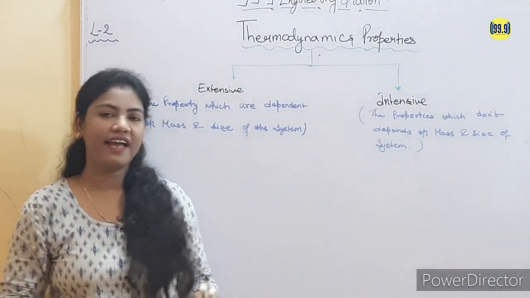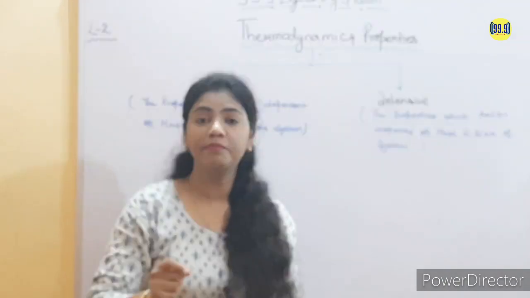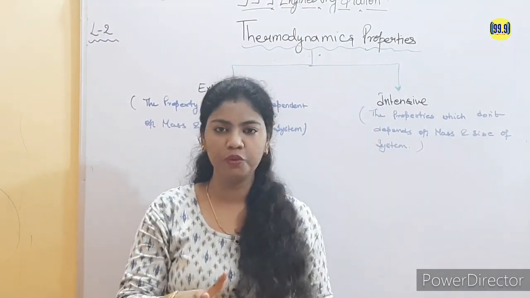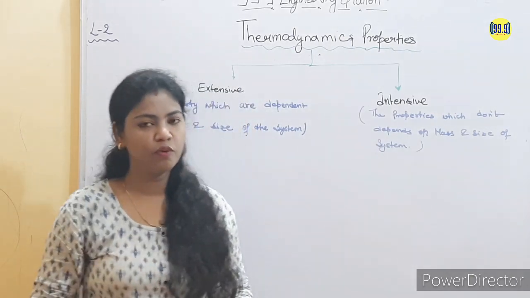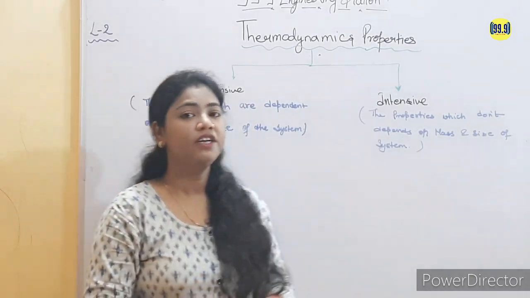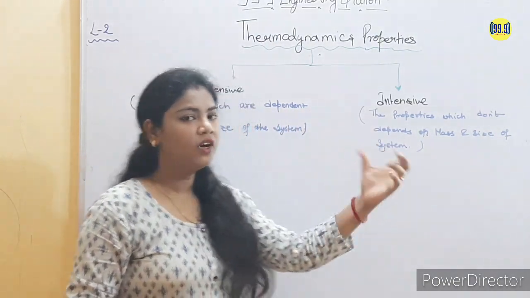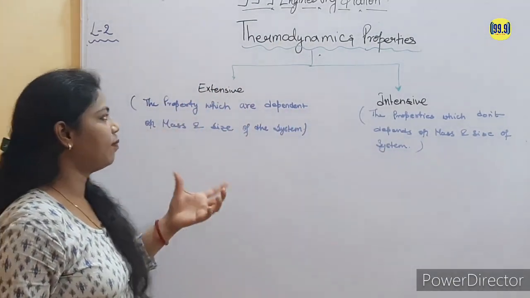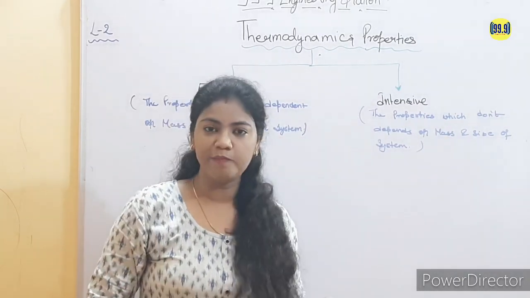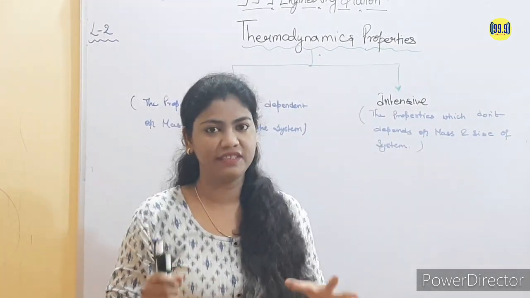As I said earlier, the thermodynamic properties are divided into two categories, extensive property and intensive property. So let's discuss what is extensive property and intensive property. Basically, extensive properties are the properties which depend upon the mass and the size of the system.